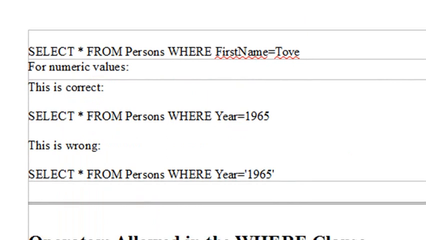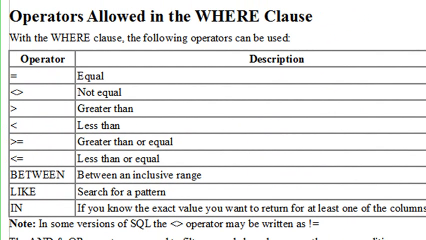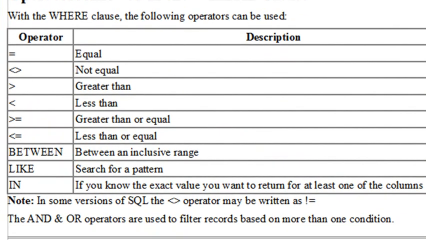Now let's take a look at some of the possible operators with a where value. This is where it really becomes powerful, because we saw the equal sign already, but you can use all types of things. You can use not equal. Note that we've already seen that not equals for PHP is an exclamation point equals, but you can see the operator less than or greater than is actually used for that instead. You can use greater than, less than, less than or equal to, greater than or equal to, between for an inclusive range, like to search for a pattern, or in, if you know the exact value you want to return for at least one of the columns. So this is very, very powerful.